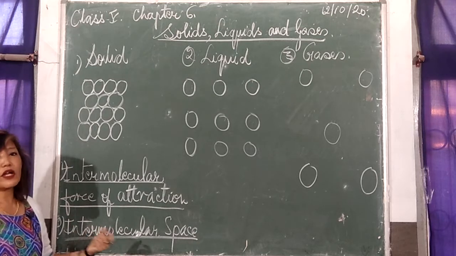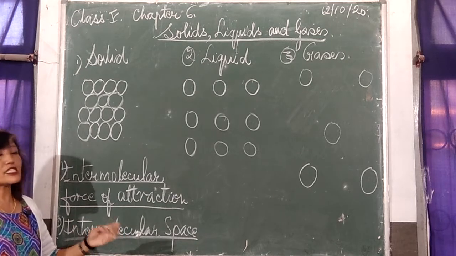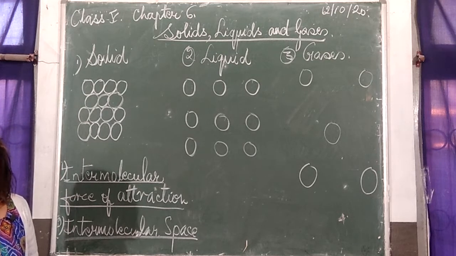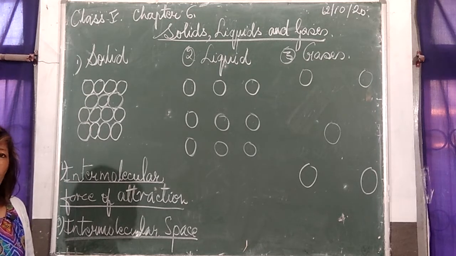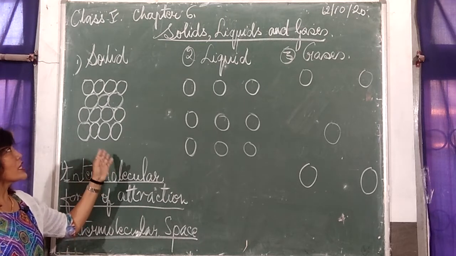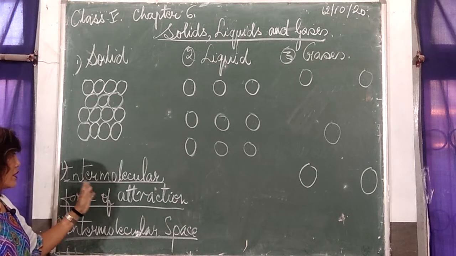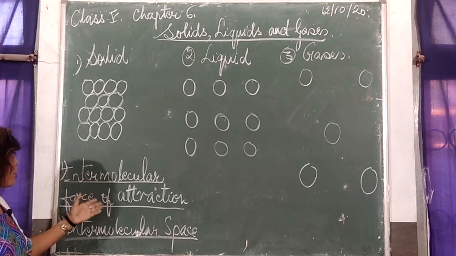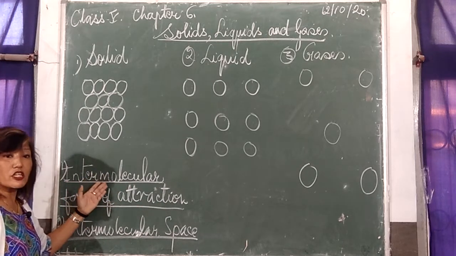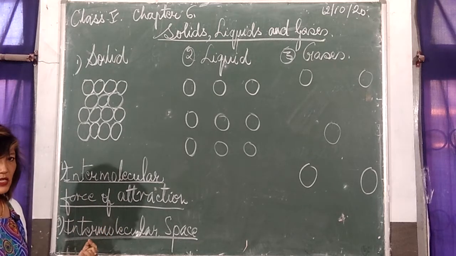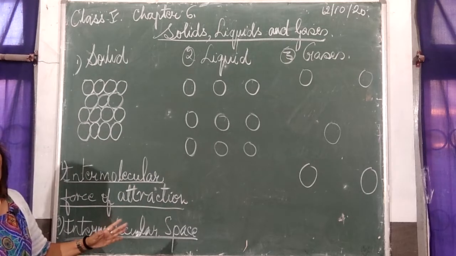And the second one, intermolecular space, is the space between the molecules. Alright, so the arrangement of molecules in solids, liquids and gases is based on these two terms, intermolecular force of attraction and intermolecular space. So let's see the arrangement of molecules in solids.